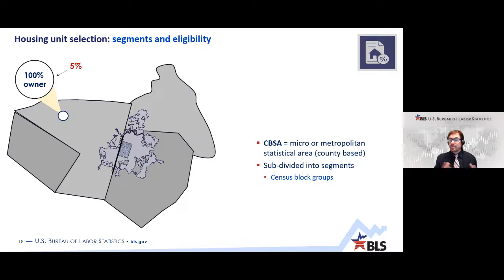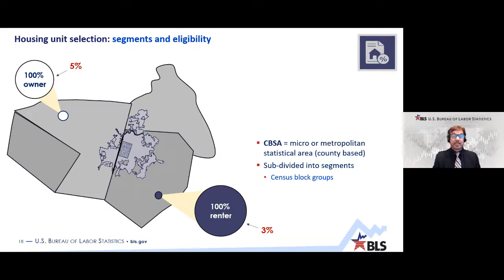The first type are segments or neighborhoods that are all owners. Every housing unit in the segment is owner occupied. There are no renters in the segment. This happens 5% of the time. And these segments, these neighborhoods, by definition, are ineligible for the housing survey because there are no renters in them. Conversely, some segments have no owners. They're 100% renter occupied. This happens about 3% of the time. And these are eligible for our housing survey, and they are used for the rent index, but they're not used for OER because there are no owner occupied housing units in these neighborhoods. This sets up the first reason why the samples used are different.